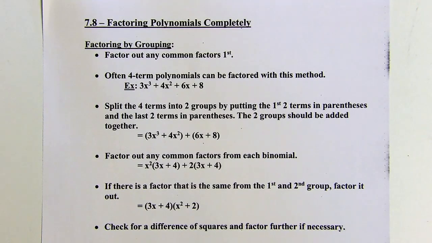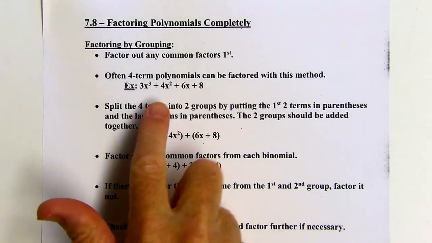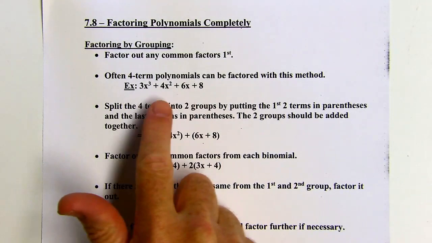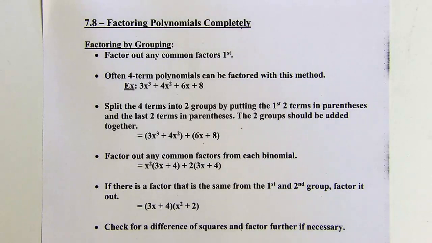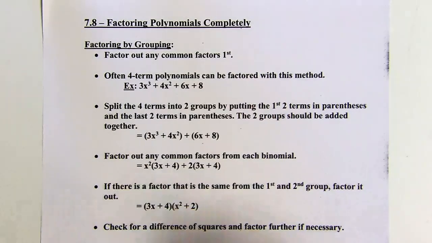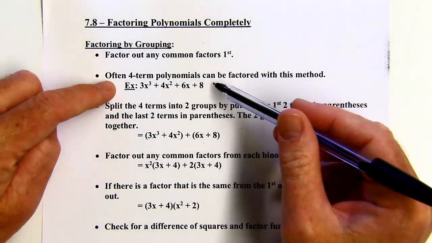7.8, factoring polynomials completely. Okay, so we're going to look at factoring by grouping. Factoring by grouping is a method that is often going to work when we have a four-term polynomial like this. Got four terms here, okay? With any factoring, you always want to check for common factors. So let's walk through this example step by step.